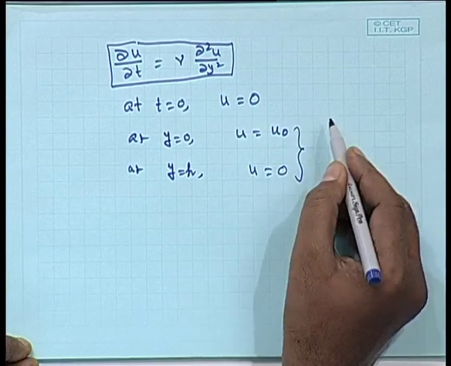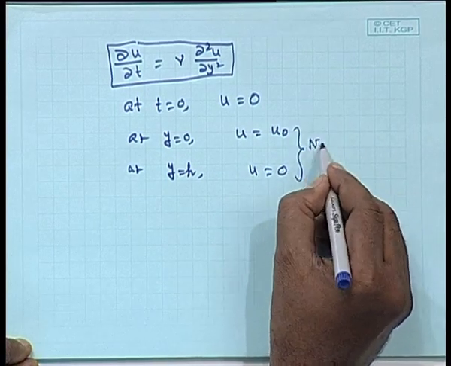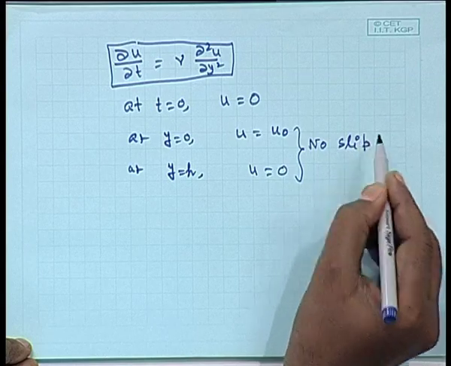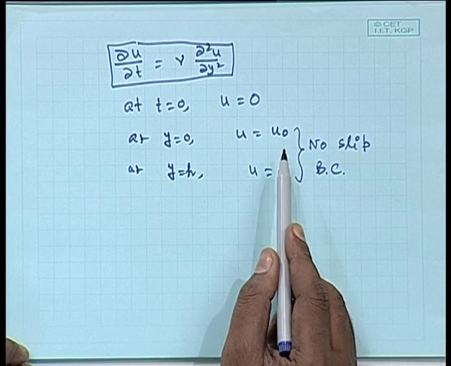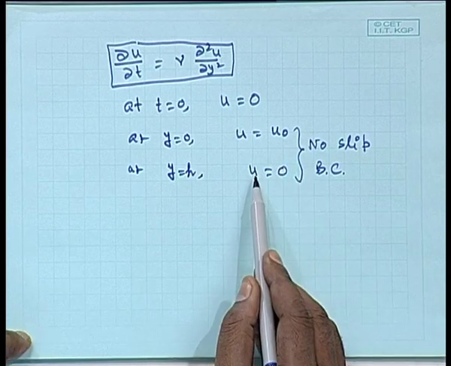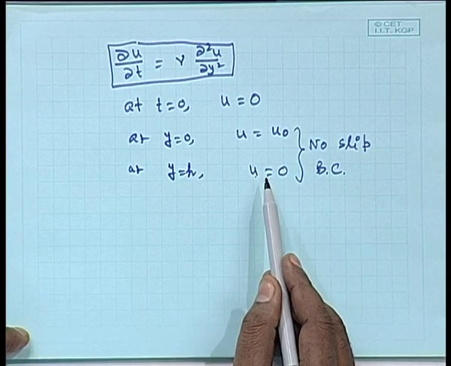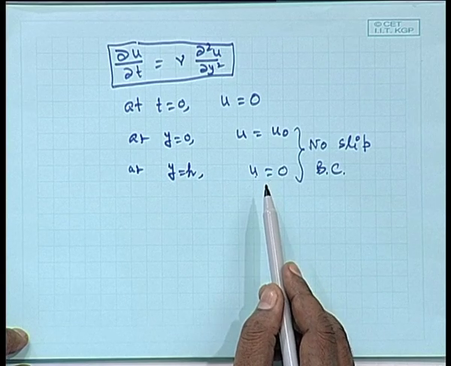These two come from the no slip boundary condition. The fluid particle will assume the velocity of the lower plate, and the fluid particle will assume the velocity of the upper plate, that is a stationary plate. So, its velocity is equal to 0.